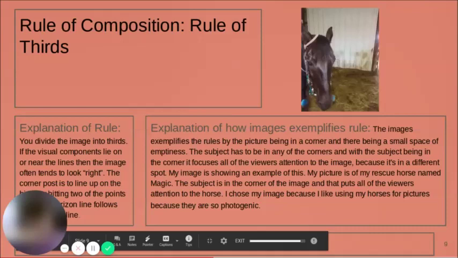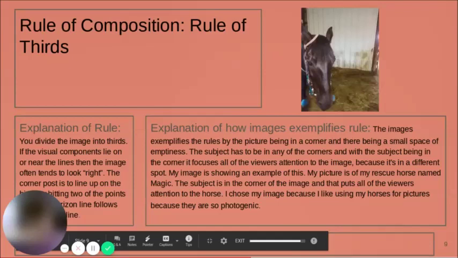Rule of composition, rule of thirds. Explanation of the rule: you divide the image into thirds. If the visual components lie on or near the lines, then the image often tends to look right. The corner post lines up to the horizon, hitting two of the points. The horizon line follows.